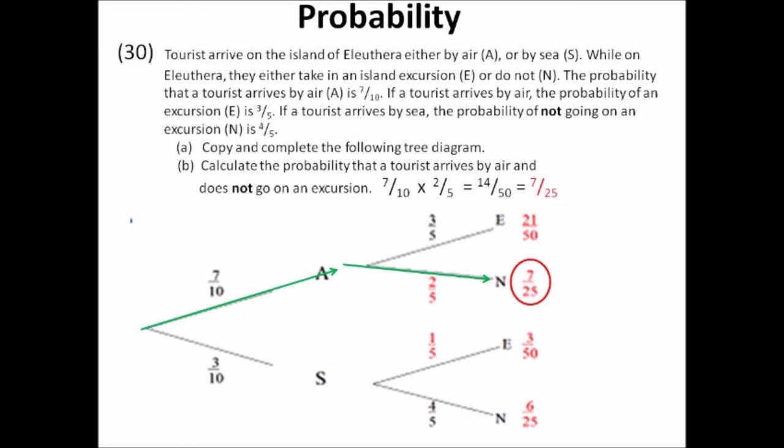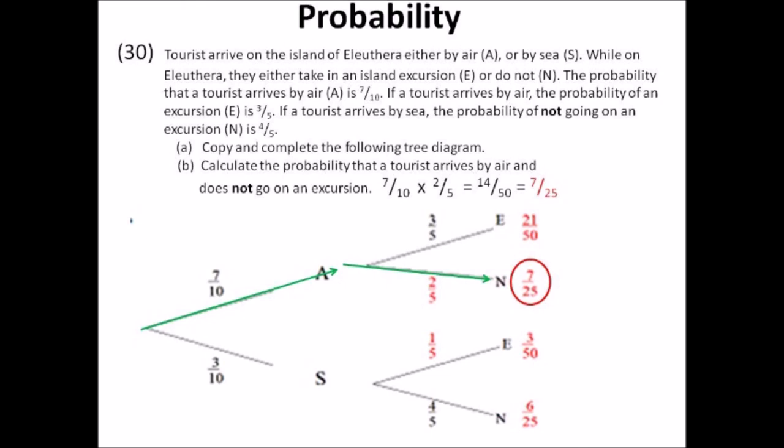And then for B, the probability the tourists arrive by here and not go on excursion, so you need 7 over 10 times 2 fifths. When you reduce it you get 7 25ths, and that would be your final answer for B. Okay, and I identified the limb that you need to work that as well.